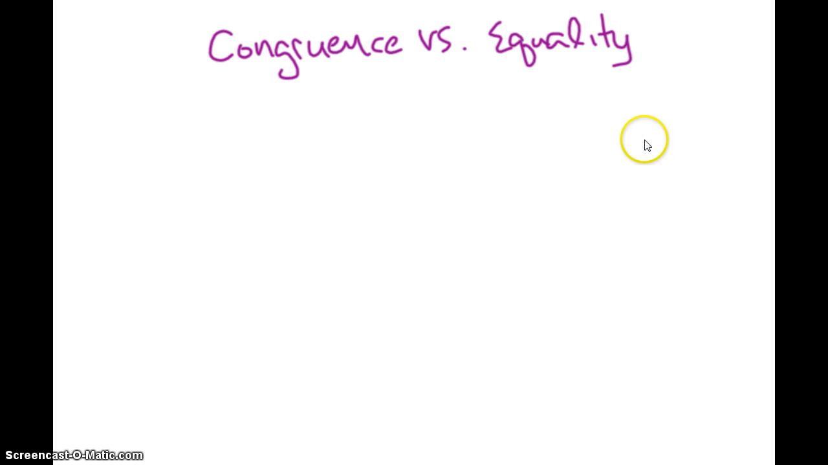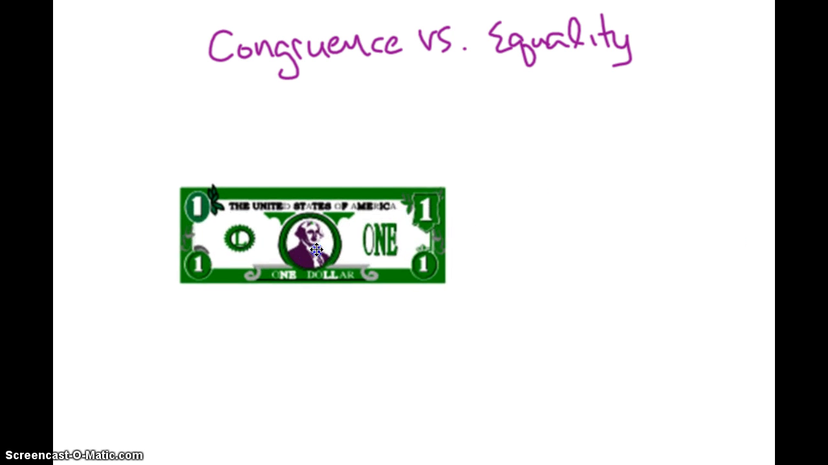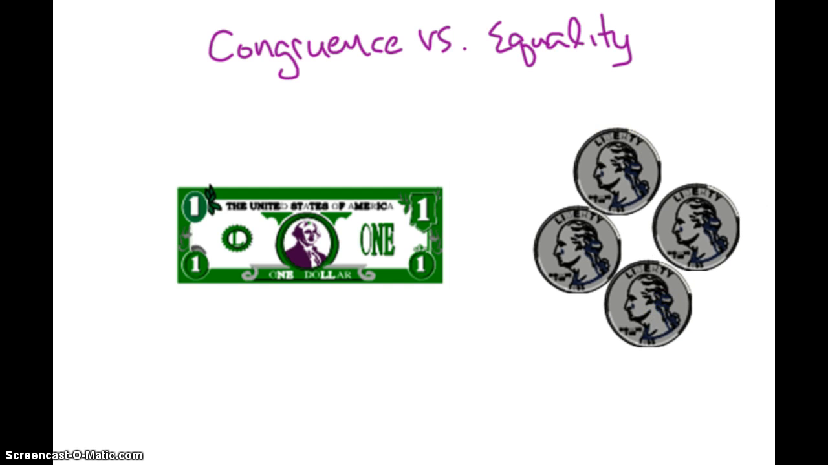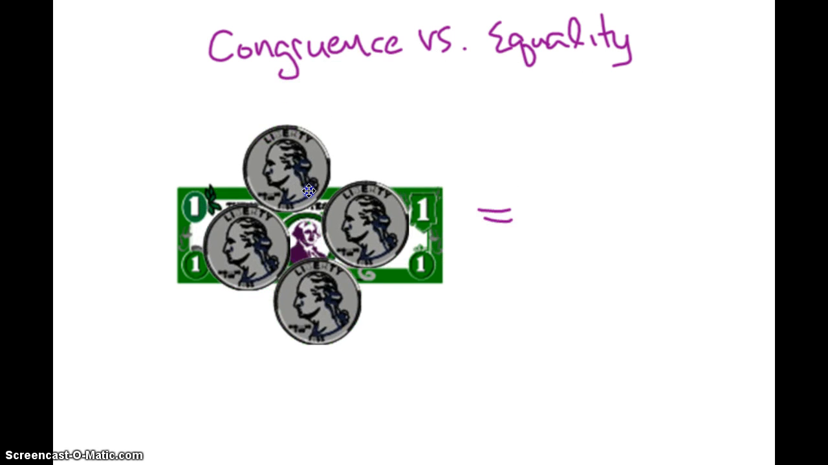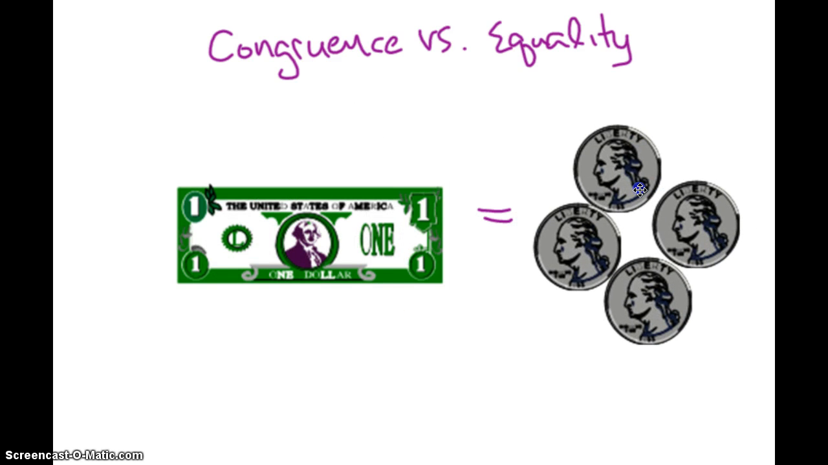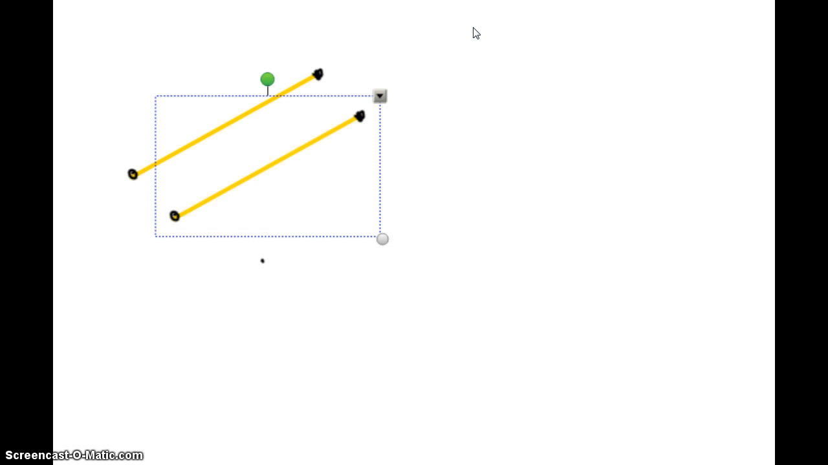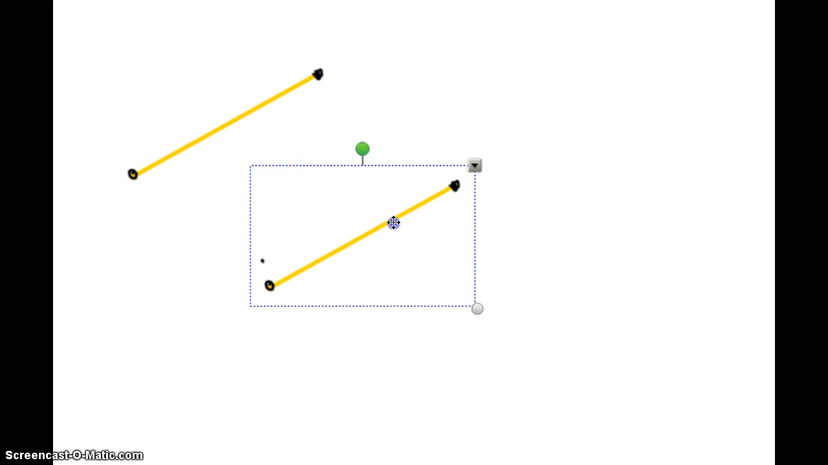Congruence and equality are similar, but they're also different, and the difference is important. If you had $1, that would be equivalent to having 4 quarters. But those 4 quarters don't have the same size and shape as the dollar, so they're not congruent to each other. Let's take this segment and duplicate it so we know we're dealing with two congruent segments.